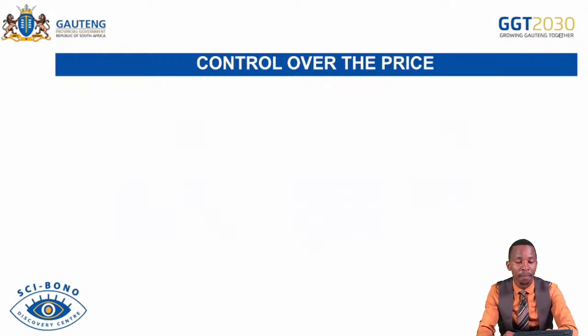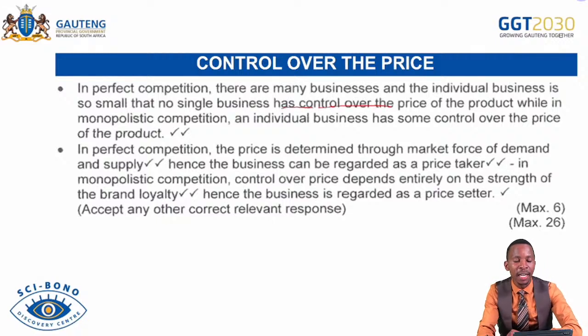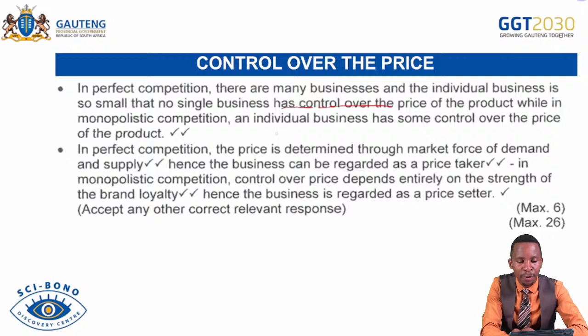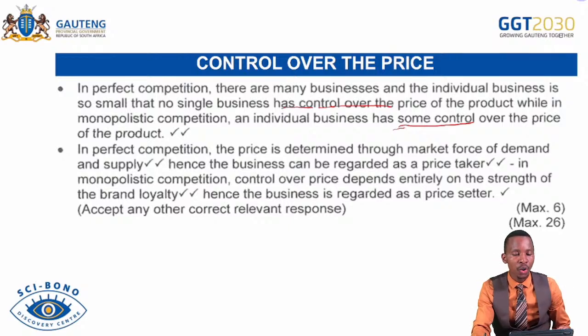Control over the price. And then what happens? In the perfect market, there are many businesses, and the individual business owns a small portion of the industry. So they cannot control anything in the price. The prices are determined by whom? By the market forces within the industry. While in the monopolistic competition, an individual business has a certain control or influence over the price. So if you compare the two, perfect market does not have any influence over the price, while in monopolistic competition a firm can have a slight influence or control over the price.